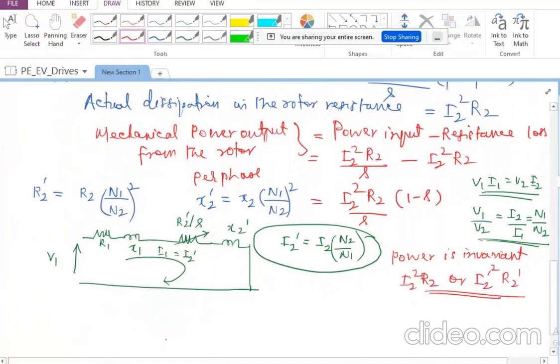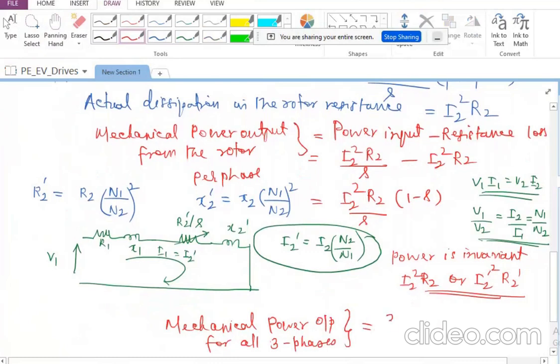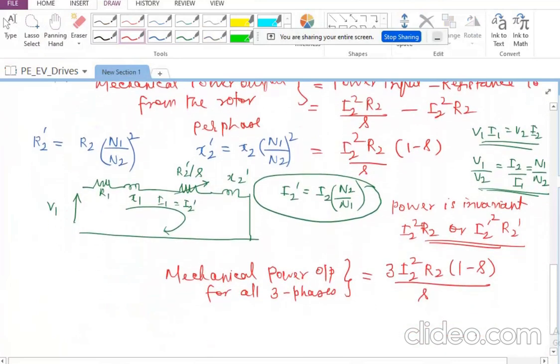So I can write mechanical power output for all three phases. That is going to be 3 I2 square R2 multiplied by 1 minus S divided by S. Right? Now, I can write this.